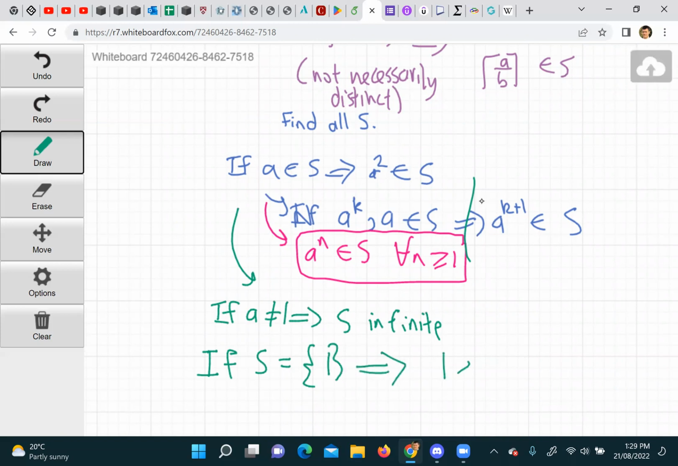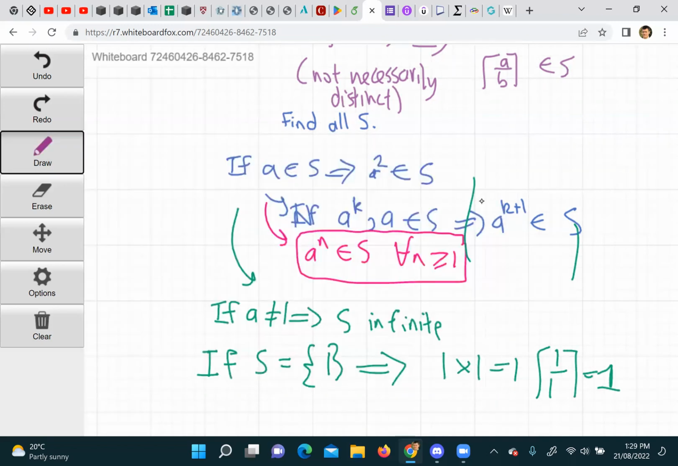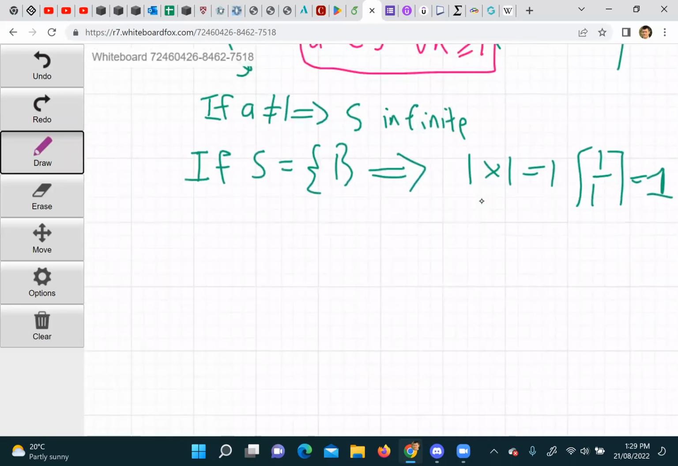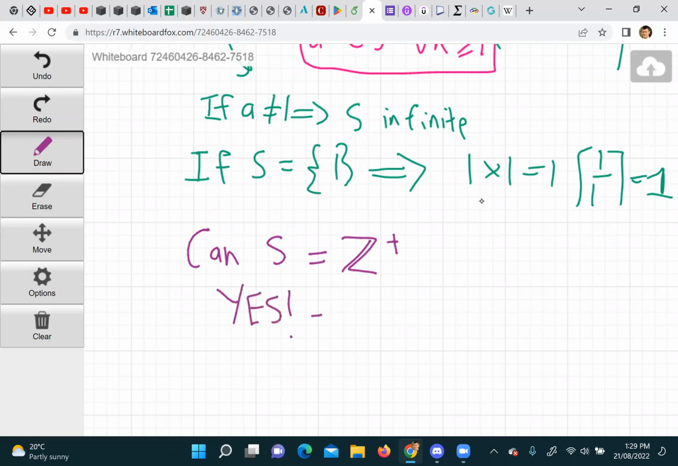In the exam, can you just write it clearly works? Now we'll do the second working case. So can S equal all of the positive integers? Yes, not just probably. Yes.